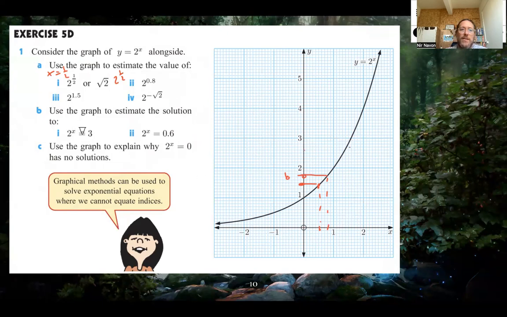Use the graph to estimate the solution for 2 to the power of x equals 3. So now I'll go to y equals 3, go here, and then I find what x is. So this is finding it graphically. Great. Graphical methods can be used to solve exponential equations where we cannot equate indices, as we've seen in the section before. Use the graph to explain why 2 to the power of x equals 0 has no solution. So we see 2 to the power of x equals 0 means y equals 0, and we see it's a horizontal asymptote.